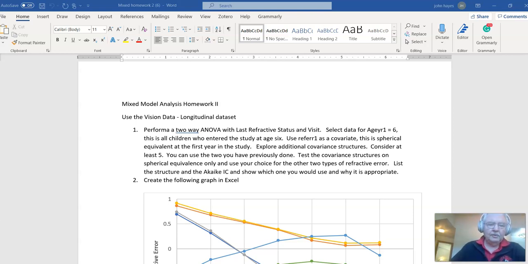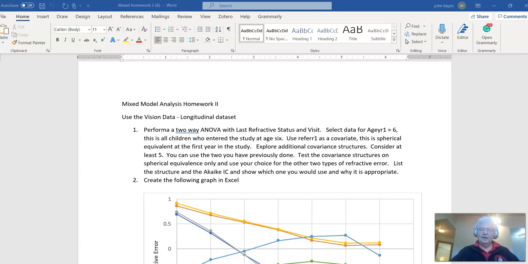So I would like to discuss this little set of questions here, and what we will do is just go through them. Use the vision data longitudinal data set. Perform a two-way ANOVA with last refractive status and visit. Select data for age year equals 6. Age year 1 is all the children who entered the study at age 6. Use refer 1 as a covariate. This is the spherical equivalent at the first year in the study.